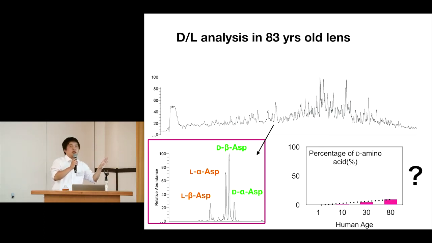Now we need to check the ratio between the L and the D, and also the age of the human. So we get the eyeballs. We use the whole eyeball for this assay, and compare each age dependence from each age.